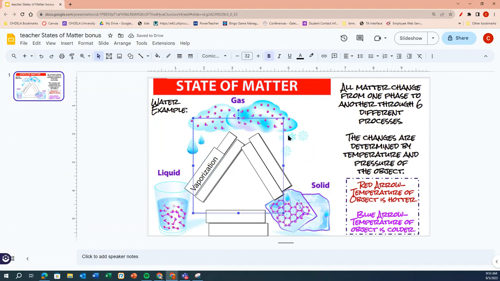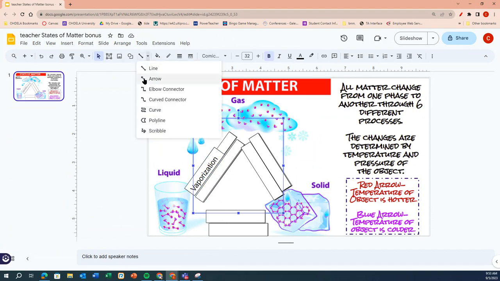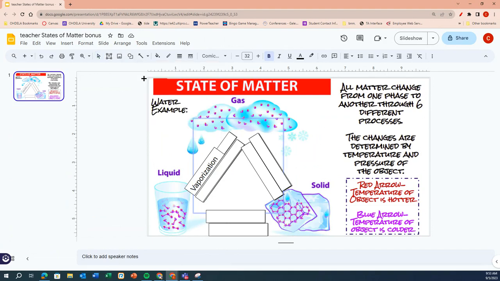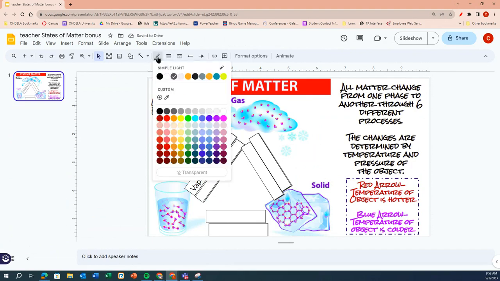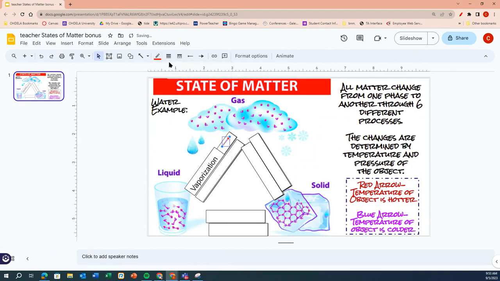Now I'm going to make it a little shorter here, and then I'm going to get an arrow. So I go to the arrow line here, and I'm going to make a little arrow that points in this direction. Okay, now I'm going to make it red. So I've got to change it to red, and I'm going to make it bigger.